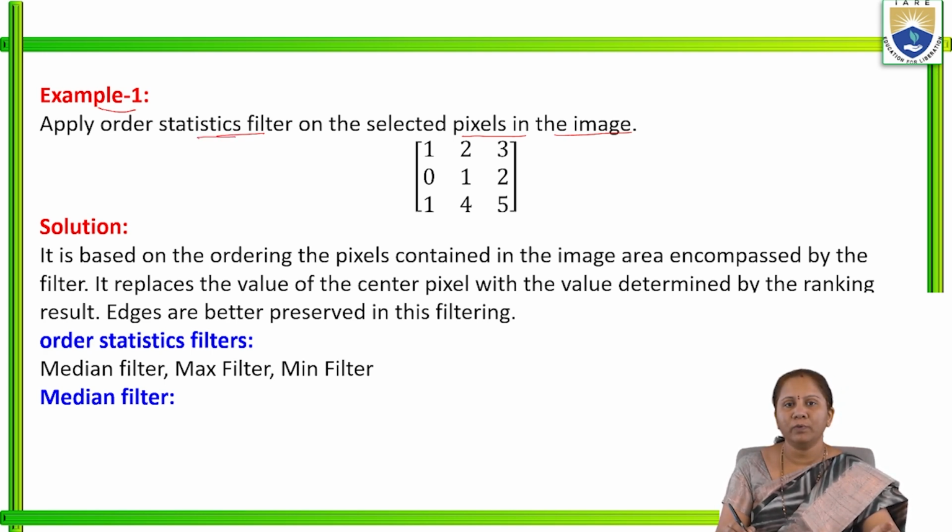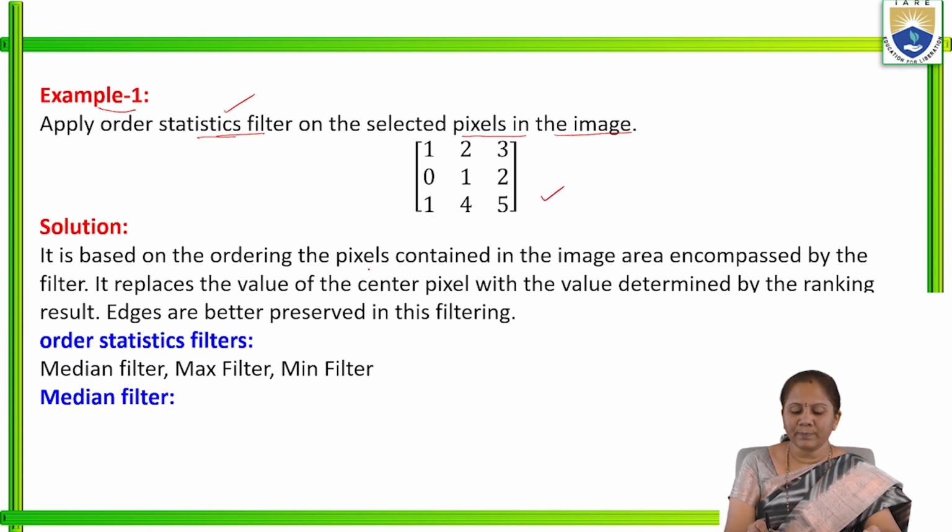Order statistic filter means the consideration will be based on ranking of pixels. Some of the order statistic filters are median filter, min filter, max filter, and we have learned how to apply such types of filters on the image. Now we have to consider all those order statistic filters and apply them on this particular image. It is based on ordering of the pixels contained in the image area encompassed by a filter.